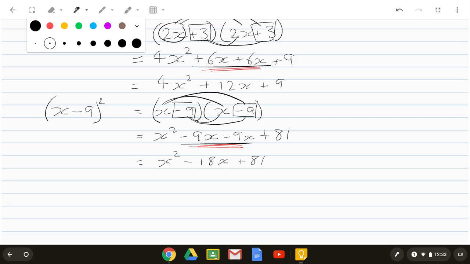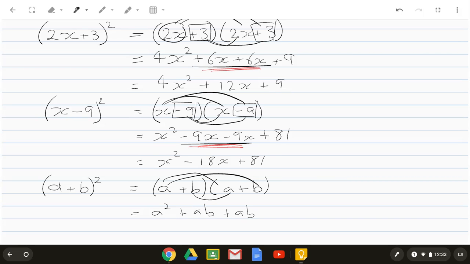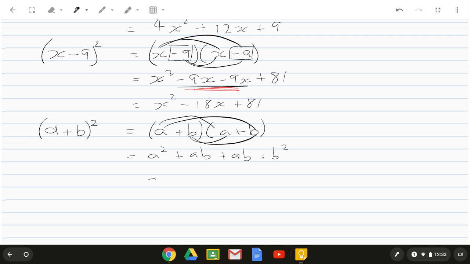if I go to a standard form and I say, a plus b squared, so that equals a plus b times a plus b. So that gives me a squared plus ab plus ba, which is ab, plus b squared. So when we simplify that, we get a squared plus 2ab plus b squared.